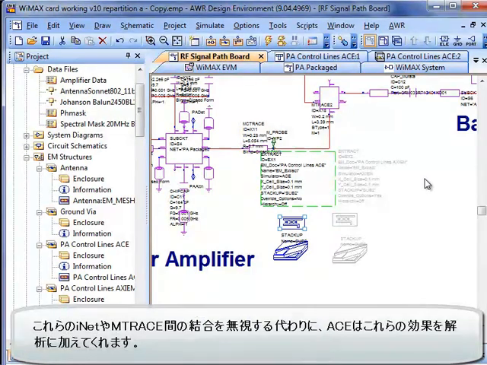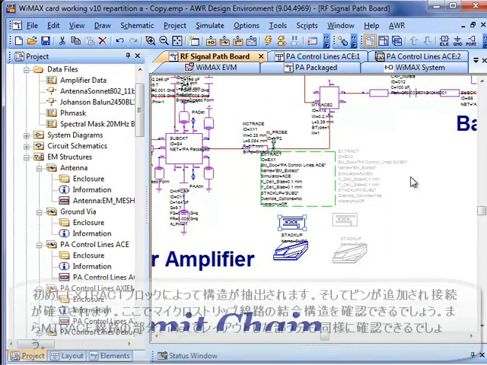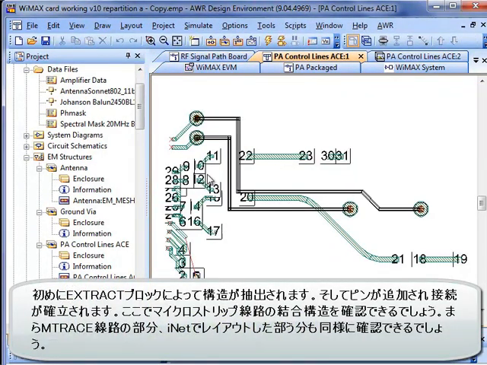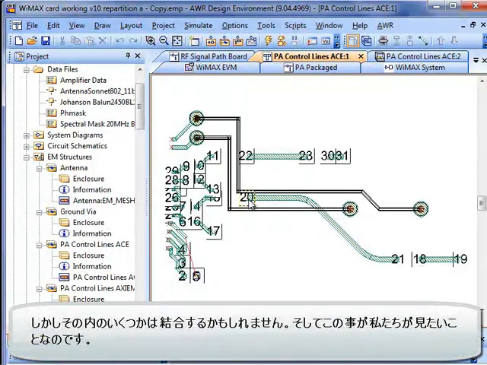Now instead of ignoring those iNets and ignoring the couplings between the M-trace, ACE is going to find those for us. Well, how does ACE do that? Well, the first step that goes on in the extract block is that it pulls out all the artwork and inserts pins so that we can connect things back up again. So here you can clearly see our microstrip coupled line structure over here, some of those M-trace lines over here, and you can see our iNets included over here. Now this is a multi-layer board, so some of these things have ground planes in between them, and so they may not couple at all layers, but they may couple at some of them, and that's what we want to be able to capture and see.